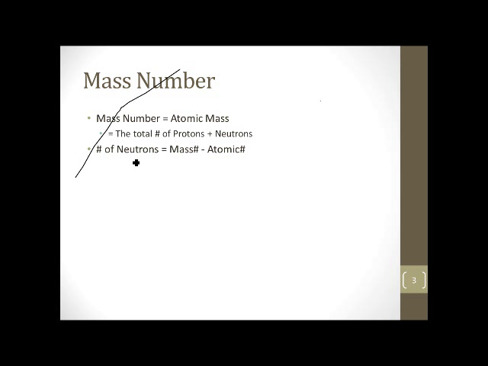So if you need to calculate the total number of neutrons in an atom, the number of neutrons is equal to the mass number minus the atomic number. So let's look at oxygen, for example. In oxygen, the atomic number is 8. The mass number is 16. So if we calculate the mass number minus the atomic number, we find that 16 minus 8 is equal to 8. So there are 8 neutrons in an atom of oxygen.